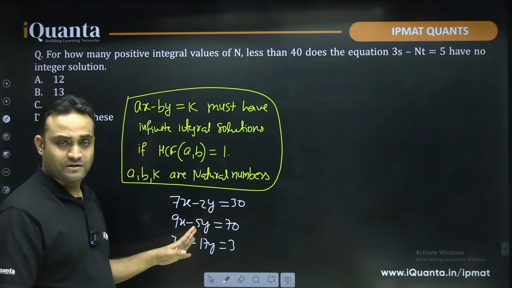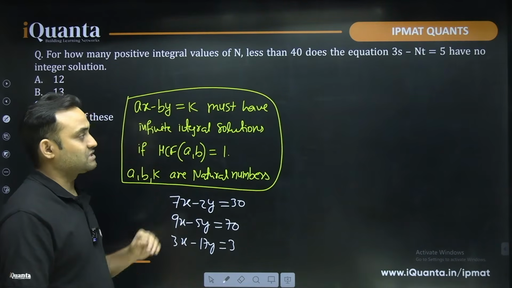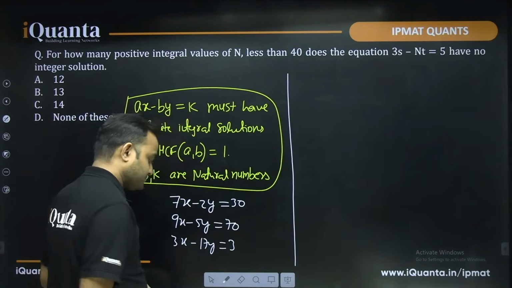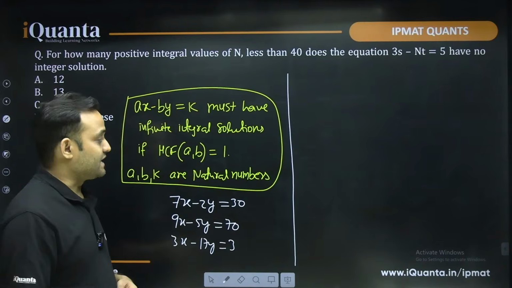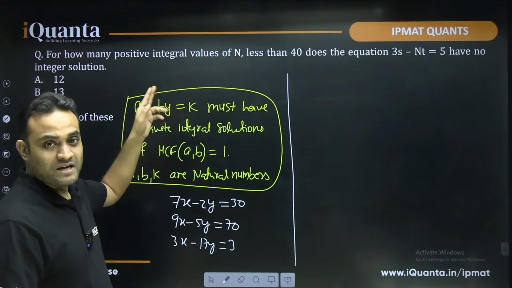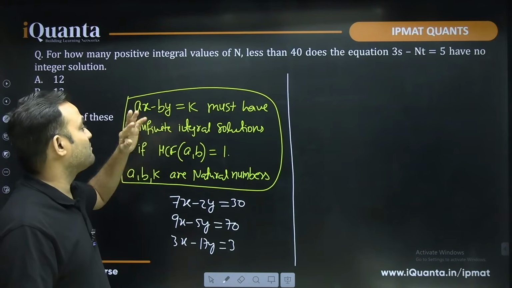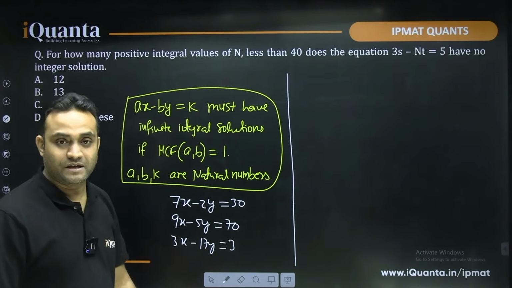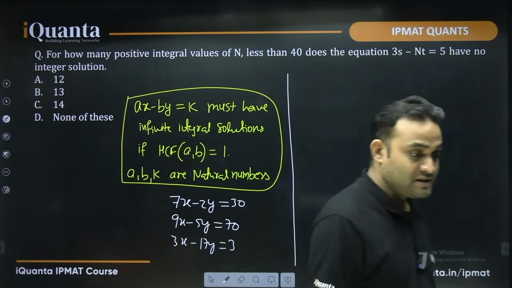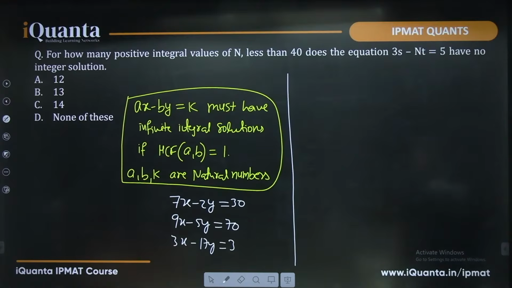That we need to find, but not required. But what we can say is that if k is not a multiple of HCF of a and b, then there will be zero integral solutions. There will be zero integral solutions.